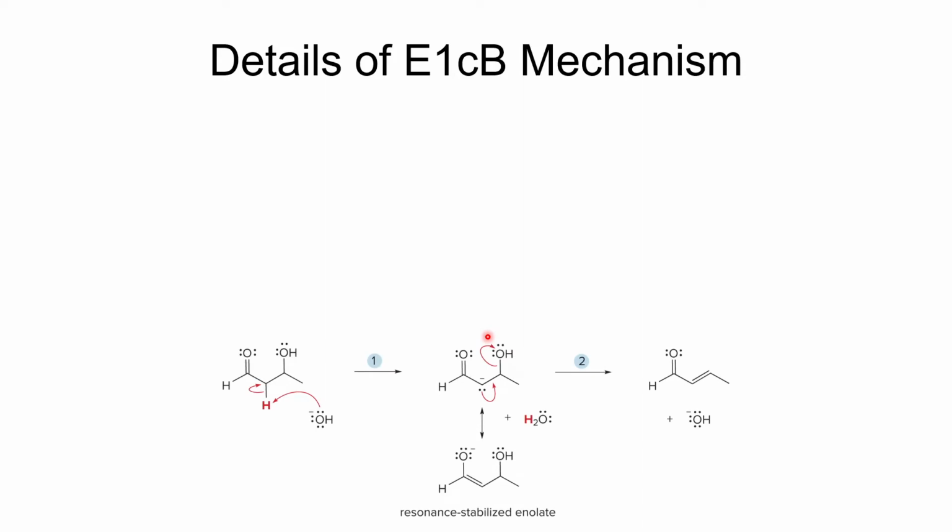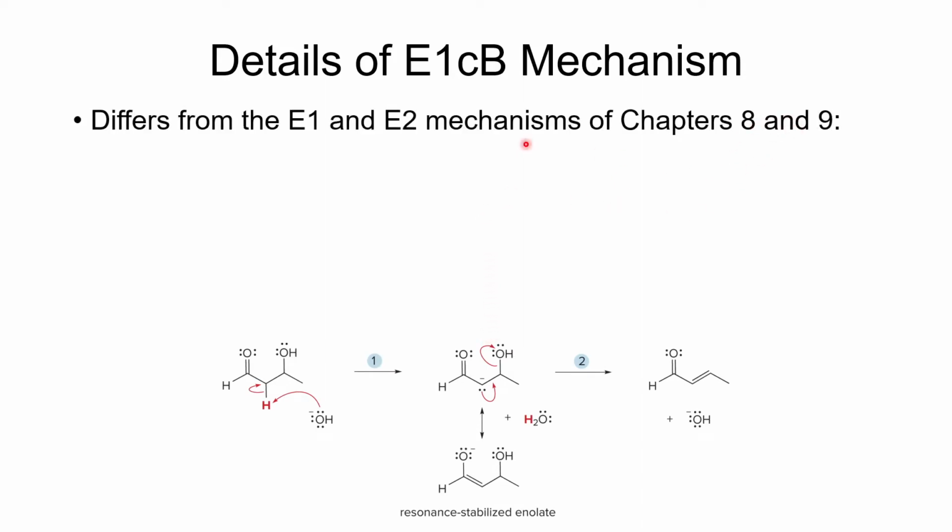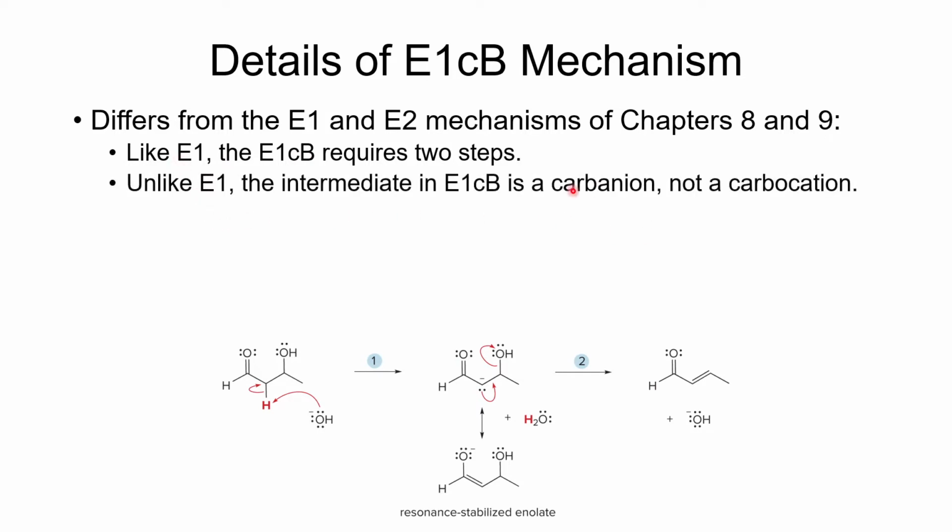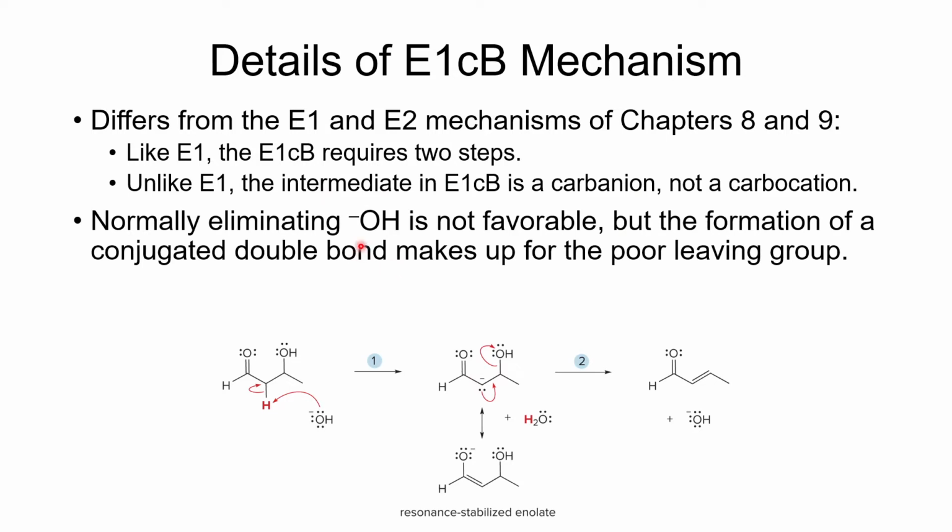If we look at the E1CB and compare it to other mechanisms, like the E1 and the E2 mechanisms that we discussed back in chapters 8 and 9, we'll find that like the E1, it requires 2 steps, where the first step is going to be deprotonation and the second step is going to be the elimination. But with the E1, that first step forms a carbocation, and in the E1CB, it forms an anion. So normally, when we eliminate hydroxide, that's not a very favorable leaving group. Hydroxide is a poor leaving group. But when we form the alpha-beta unsaturated carbonyl compound, that gives us conjugation, and that conjugated double bond does make up, to some extent, for the poor leaving group.